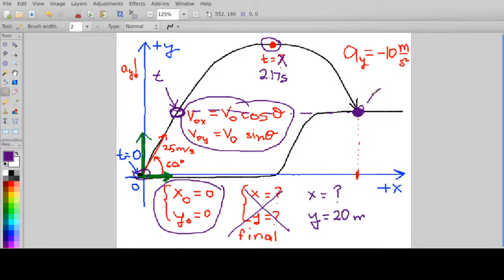2.17 seconds, and then it reaches this point at a later time. I think it's pretty obvious that the earlier time is going to be the 1.33 seconds. So it gets to this point right here at 1.33 seconds on the way up. It passes the 20 meter height on the way up after 1.33 seconds. It reaches maximum height at 2.17 seconds, and it reaches the top of the hill at 3.01 seconds.